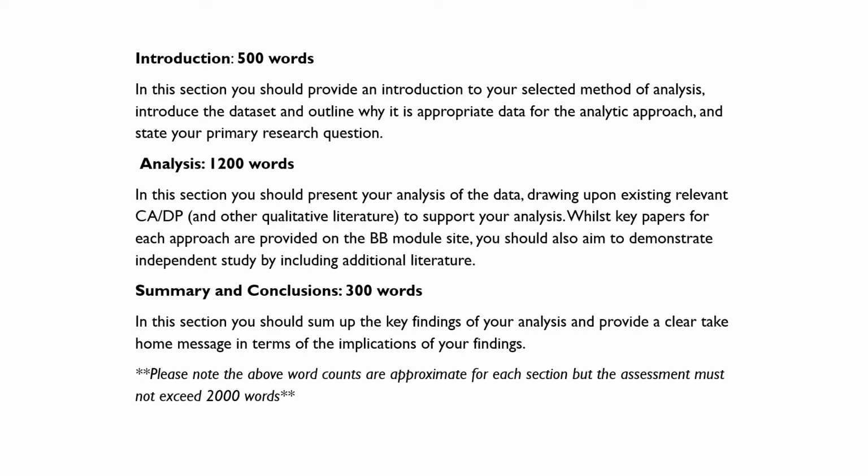So please note that the above word counts are approximate for each section, but don't exceed 2,000 words on your qualitative report. So you could have a bit of difference. You might have 250 words in the conclusion, but then you might have 1,250 words in the analysis. So it's a rough estimate, but we've sectioned it so that this is the appropriate number of words for you to do well at. So each section, try to aim for those number of words.